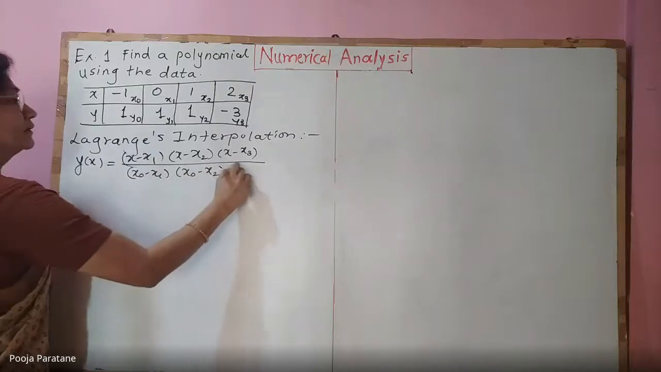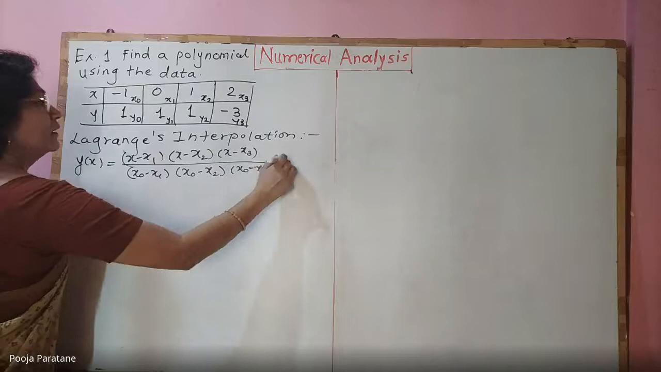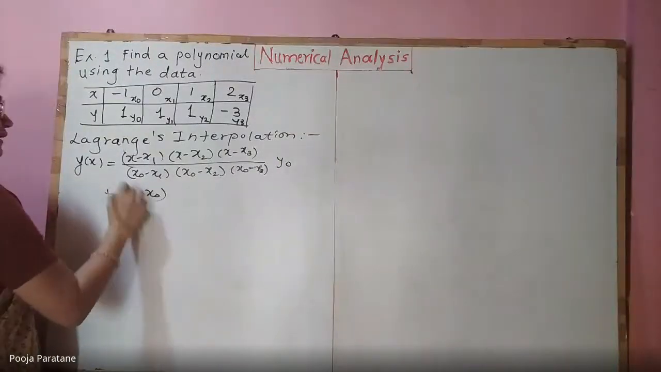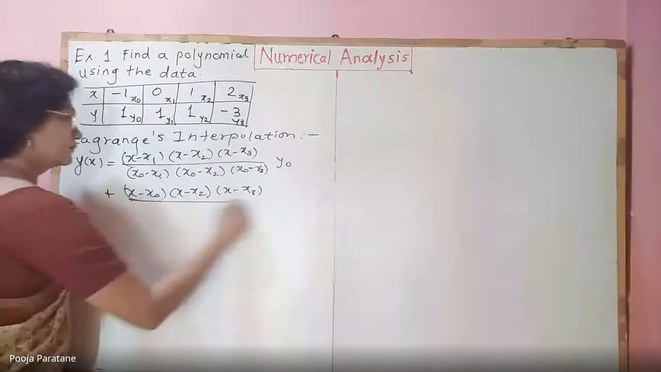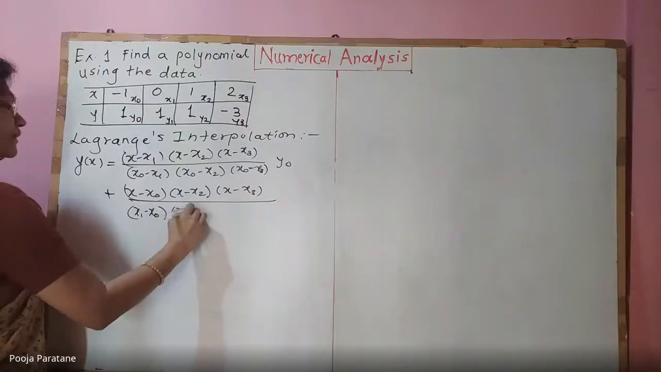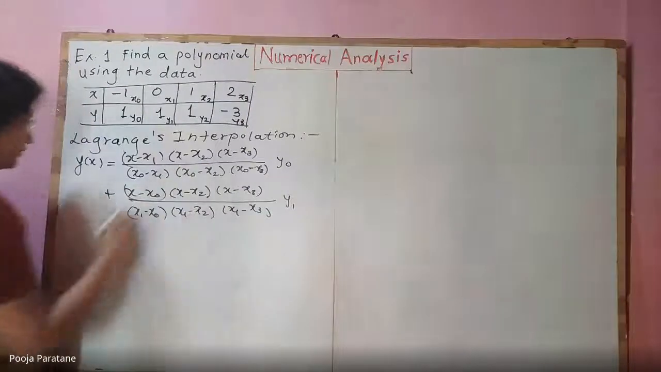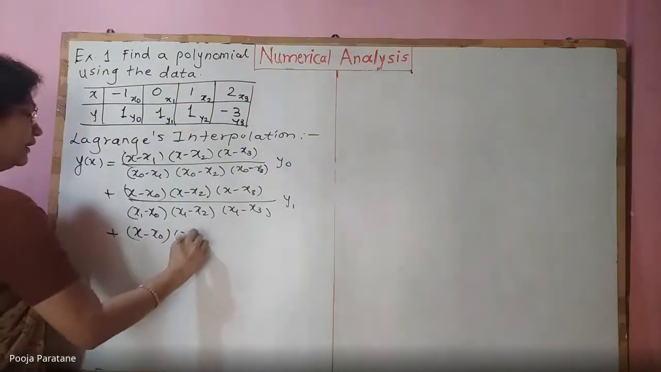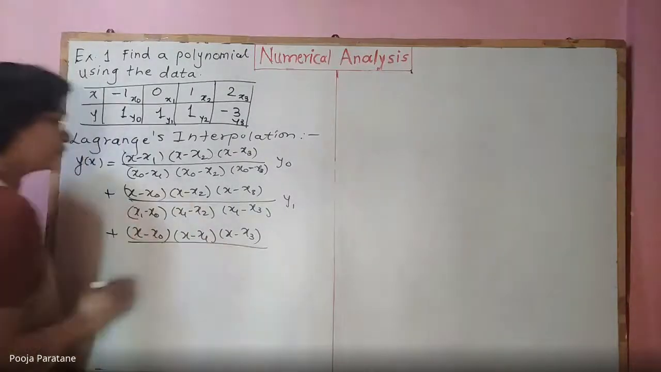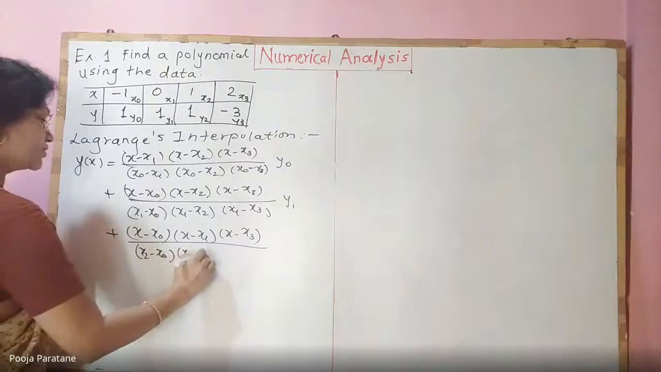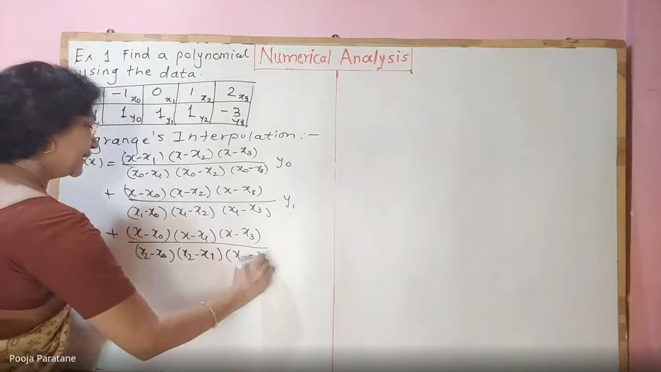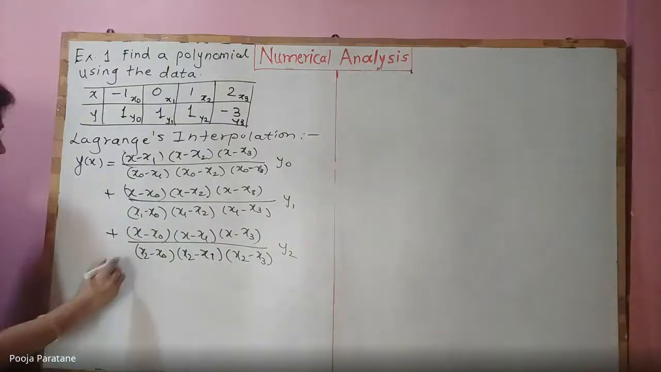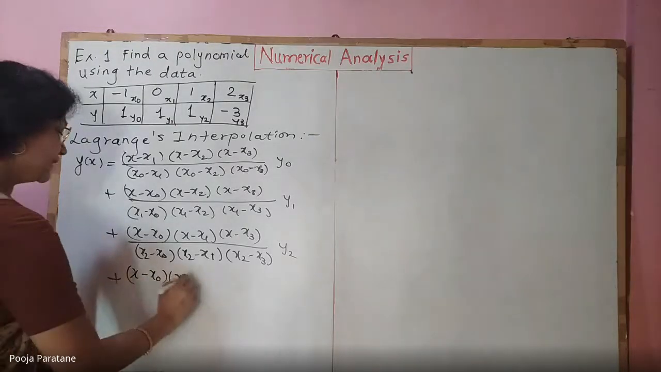Let me write it. y0 plus the second term: x1 minus x2, x1 minus x3, and y1 plus x minus x1, and it will be x minus x3 as we are writing it for y2. So x2 minus x0, x2 minus x1, x2 minus x3, y2, and the last term: x minus x0, x minus x1, x minus x2 upon x3 minus x0, x3 minus x1, x3 minus x2, y3.